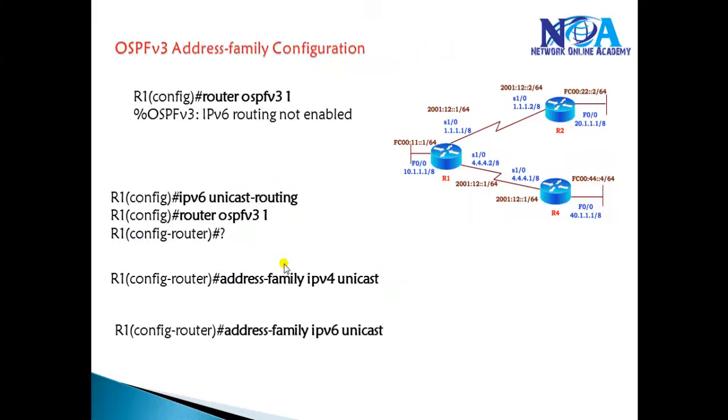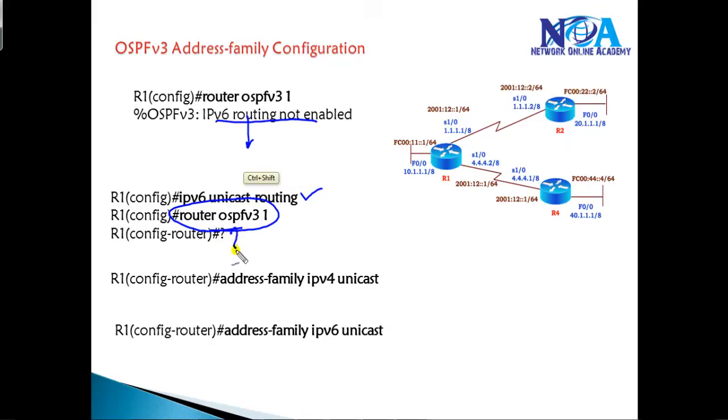So let's see the commands. Now, the OSPFv3 address family configuration command line will be something like this. We need to say router ospfv3 and then define the process ID. Now when you give this command, if IPv6 routing is not enabled, and by default mostly all the IOS do not have IPv6 routing enabled, it's going to give you a warning message. So we need to ensure that we enable IPv6 unicast routing before we give this command.